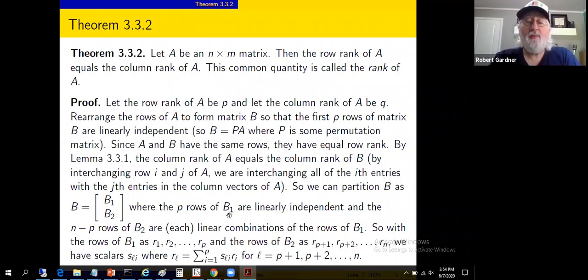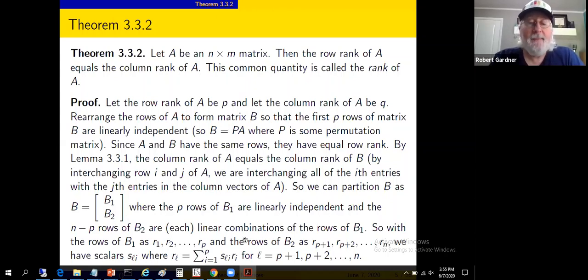And all the rows in B sub 1 are linearly independent. We made it that way. Not only that, but the remaining rows, the rows in B sub 2, they're not just any old thing. Each of the N minus P rows of B sub 2 are linear combinations of the rows of B sub 1. That's how they got to the bottom. They're linear combinations of the earlier stuff. We took the linearly independent stuff and put it at the top, and the linearly dependent stuff, dependent on those first P vectors, and put those on the bottom.